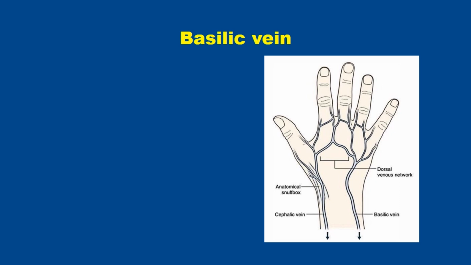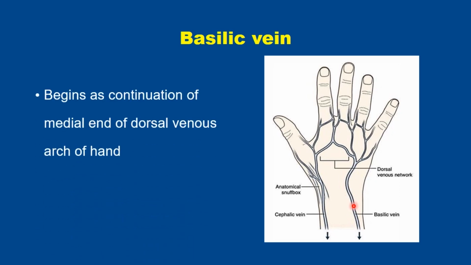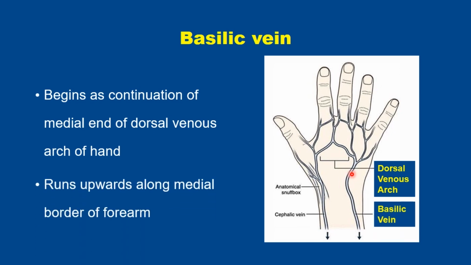Now the basilic vein. As we know, the basilic vein lies on the post-axial border of the upper limb. It begins as a continuation of the medial end of the dorsal venous arch of the hand. Here we can see it begins from this medial end of the dorsal venous arch. It runs upward along the medial border of the forearm.